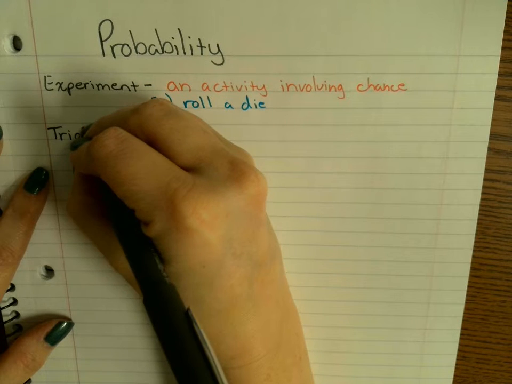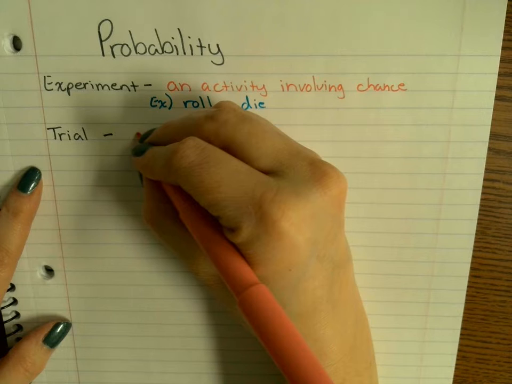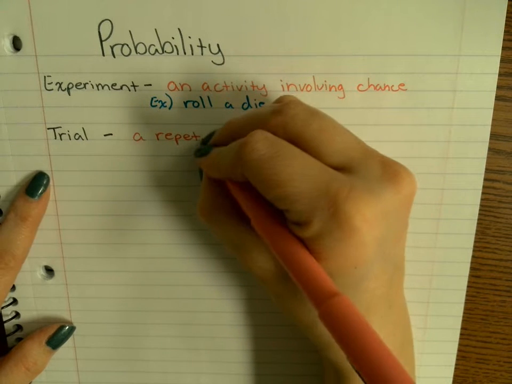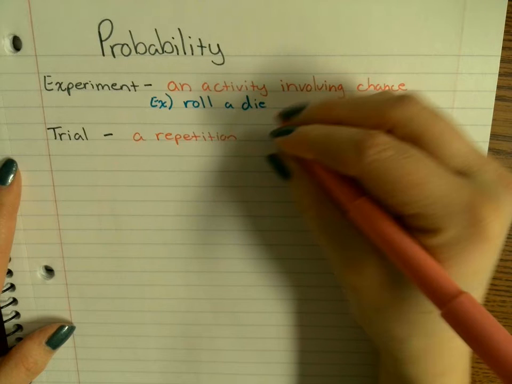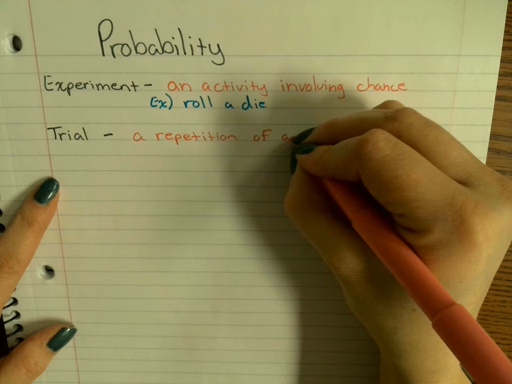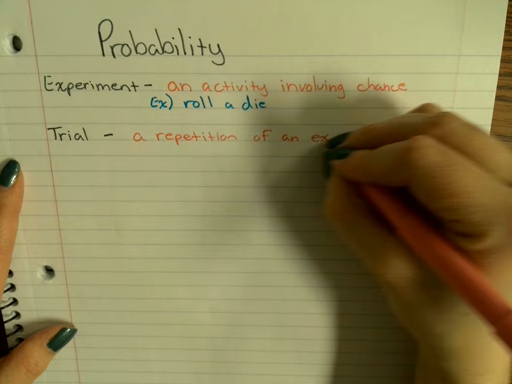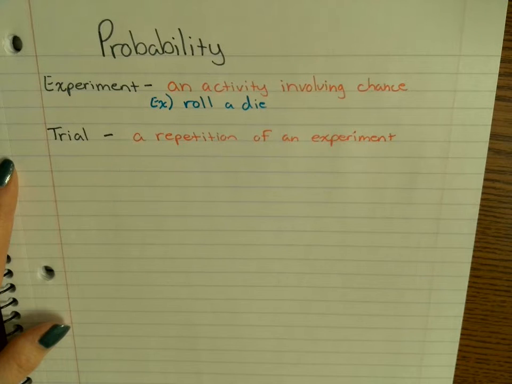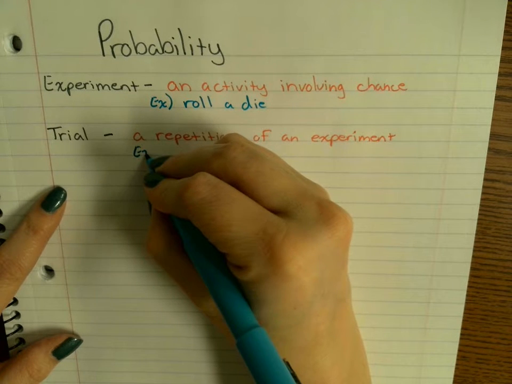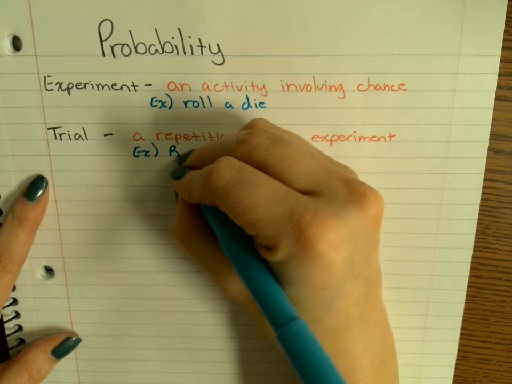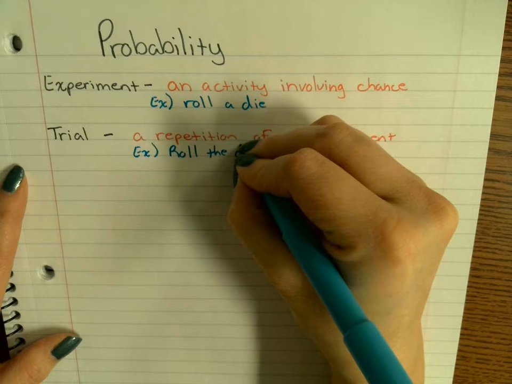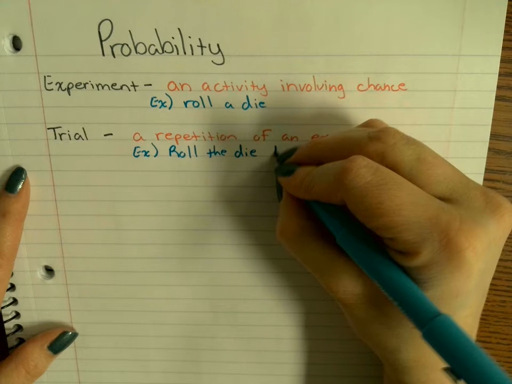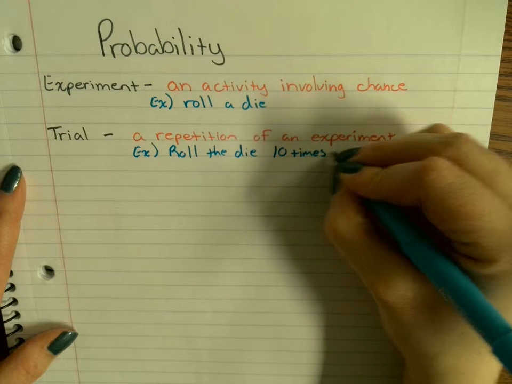A trial. A trial is the repetition of your experiment. So repeating a process over and over and over again. So for example, if I roll the die 10 times, that's going to be 10 trials.